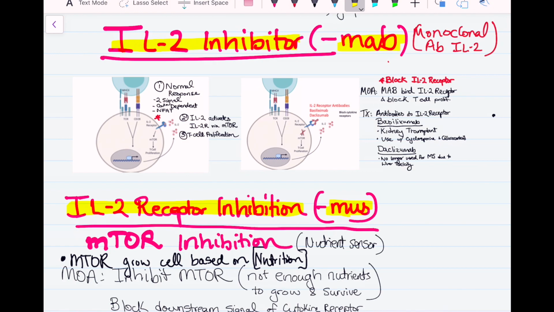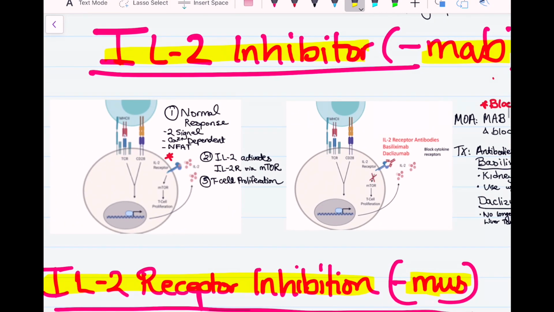So here we have IL-2, once again, it's a normal response. We should have a 2-signal requirement. We get the calcium dependent, dephosphorylate the NFAT, and it translocates to the nucleus, makes some cytokines. And then we have the IL-2, which activates the IL-2 receptor using a mTOR pathway, and that will cause T cell proliferation. So here we are targeting, like we said, it's an IL-2 inhibitor.